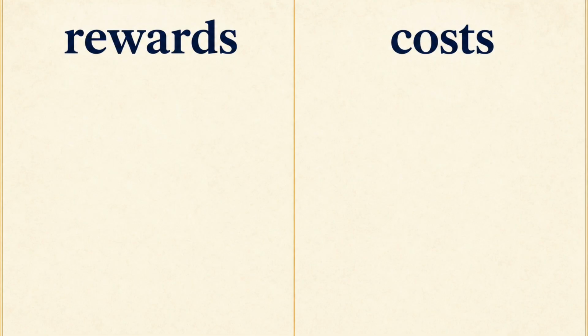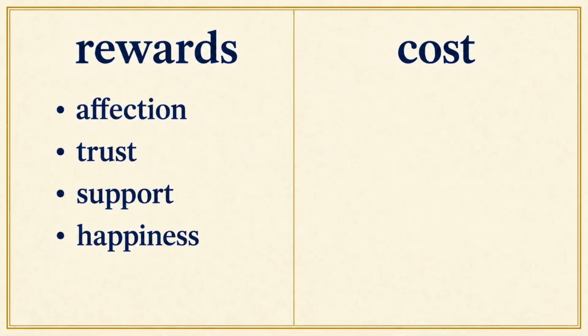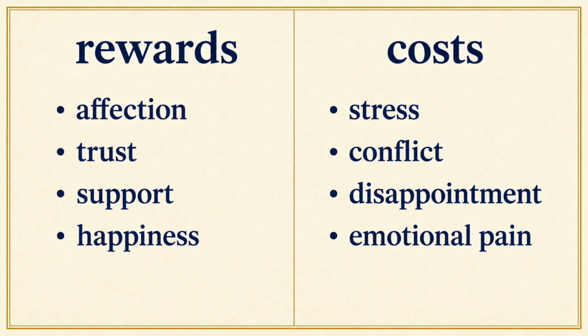Sometimes readers must infer the meaning of specific words based on context. For example, the words rewards and costs usually sound financial. We may think of money, but in a paragraph about relationships, rewards and costs may have emotional meanings. A reward may be affection, trust, support, or happiness. A cost may be stress, conflict, disappointment, or emotional pain. The reader must use the paragraph's context to understand the correct meaning.